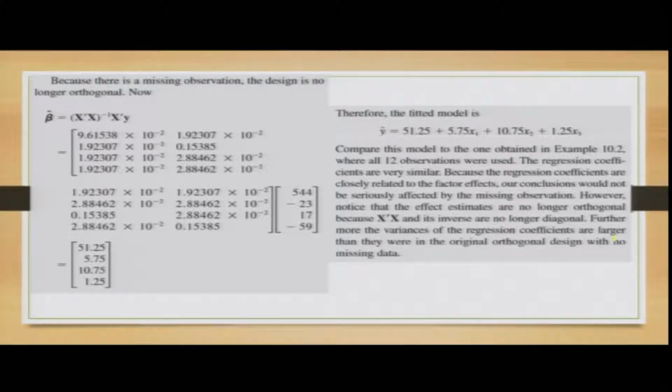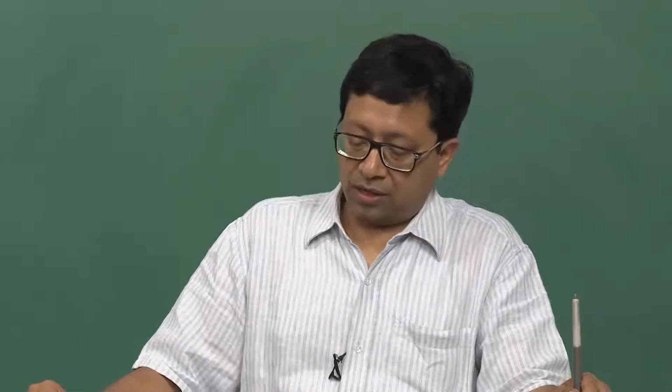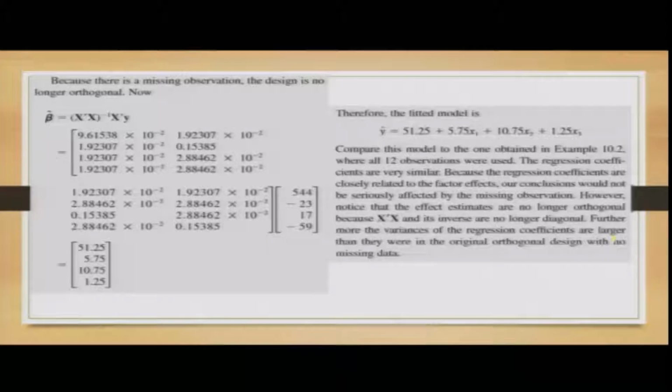So, if I want to find out the nth plus 1 value, it will be y hat nth plus 1, which in the suffix would be 51.25, which is beta naught hat, plus 5.75, which is beta 1 hat, into x 1. This is the first x value, and its corresponding reading is the nth plus 1. Then plus beta 2 hat, which is 10.75, into x 2, and its corresponding value is the nth plus 1 for the second variable, plus beta 3 hat, which is 1.25, multiplied by x 3, and its corresponding x 3 value being the nth plus 1.